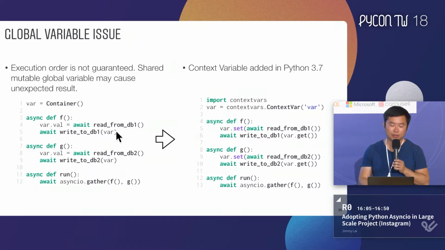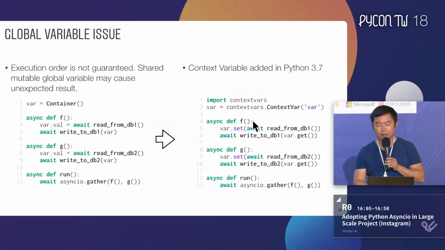So what happened is the execution order could be random, and it could become like the first read and second read finish sequentially, and then it starts the write of the g function first, and then you will get the wrong value. So if the f write-to-DB function finishes after the read from database 2, then it will get the wrong value.